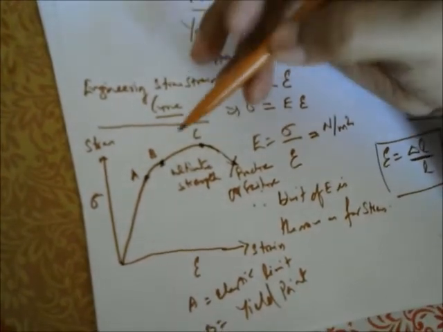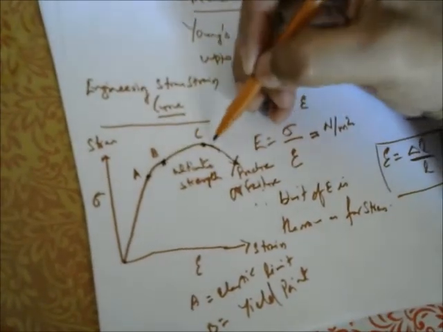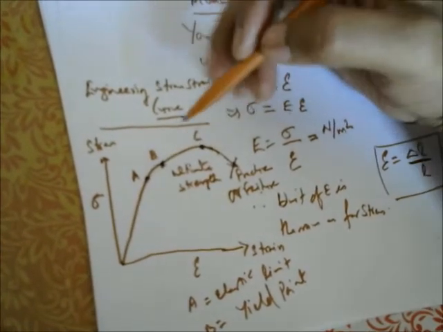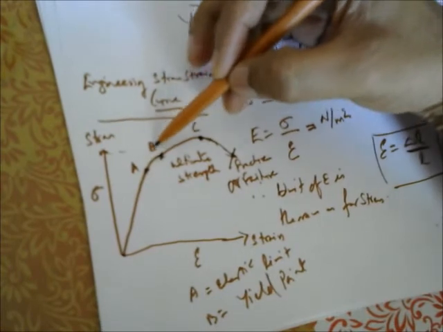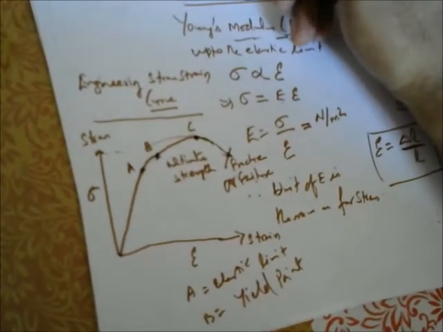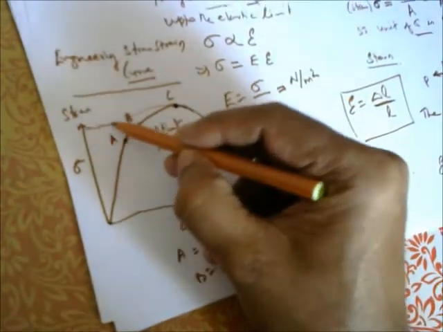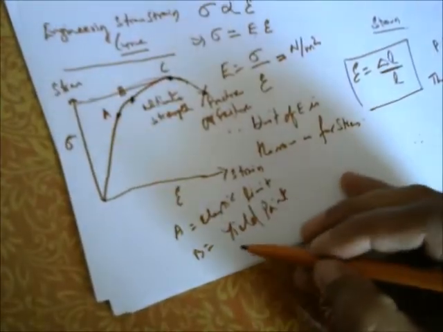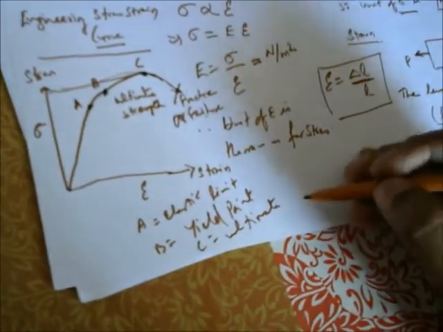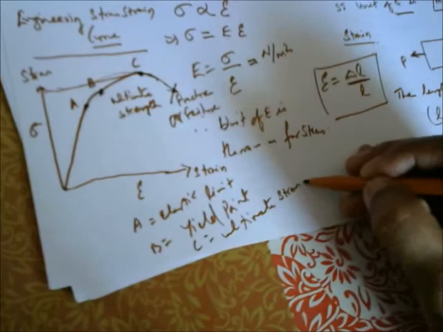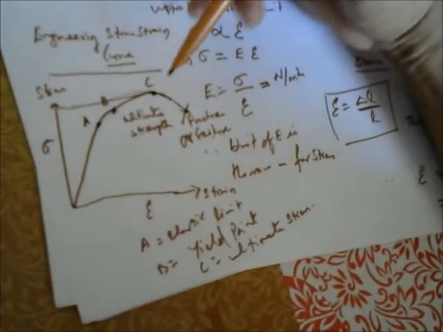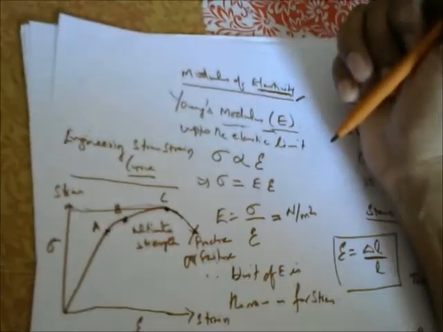Okay, so this is the yield point, then C is ultimate stress, beyond which it will fail. So this is ultimate strength, what I have said. C is ultimate stress or ultimate strength. So this is called engineering stress strain curve.